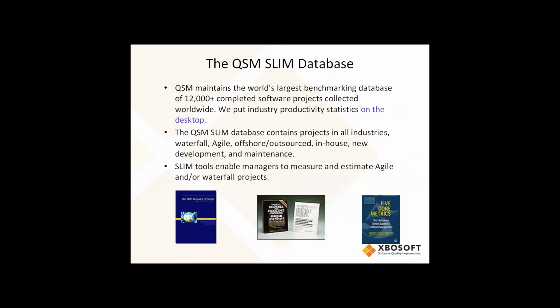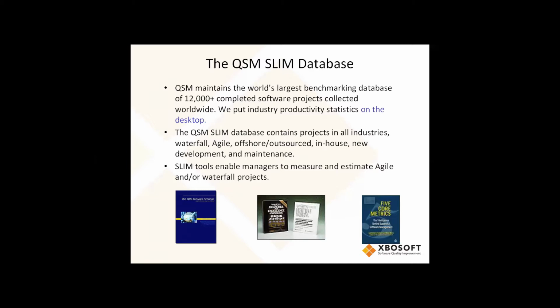So let's talk a little bit about where this research is sourced. I'll be making reference to something called the QSM SLIM database, Software Lifecycle Management. About 13,000 projects now are in our resource library that gives us insights into patterns of how projects behave, what we can learn from them, and also how we can predict them. So we've got data on both waterfall and agile projects, everything again from nuclear submarines to widgets, in-house, offshore, outsourced, development as well as maintenance.